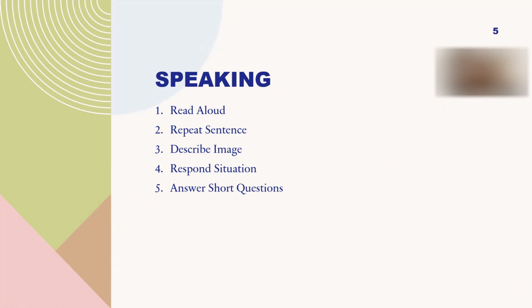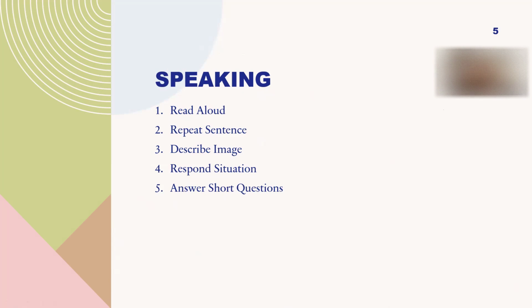The second task is repeat sentence. In repeat sentence, there will be one sentence spoken by the speaker. You should hear it, and you should speak just after that. Then there is describe image. There will be an image, and you should describe it within 40 seconds. Response situation is the same as a written lecture. In the response situation, the speaker will be talking about some situation, and you should speak about that situation within 40 seconds. And the last is answer short questions.